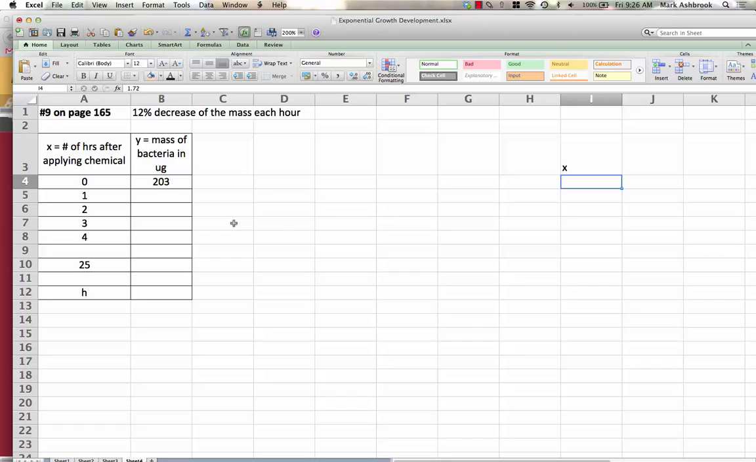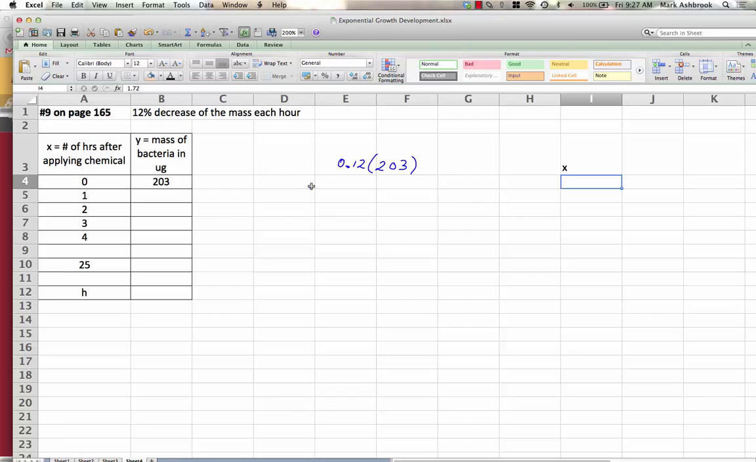So lots of you are making good progress. I want to start again one more time. I want to do it the long way. So I want to start by finding 12% of 203. How do I find 12% of 203? 0.12 times 203. Okay, so is that 12% of 203? Is that how much bacteria is in the dish 1 hour later? No. What is that number? How much it went down, right?